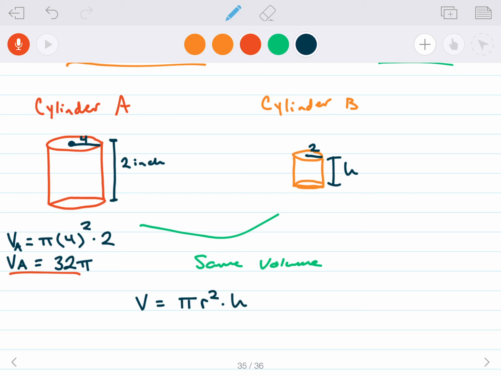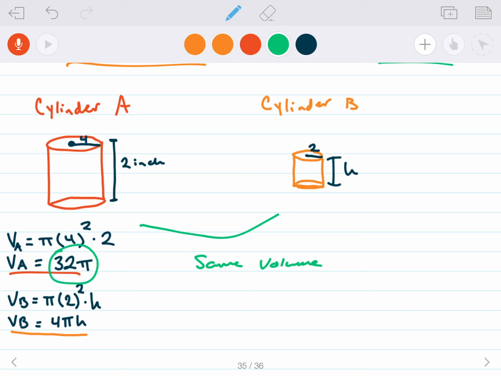And the volume of cylinder B, we're going to have the same formula, but instead of 4 as our radius, 2 is now our radius. And we're not sure what the height is, so I'm just going to put in h for height. Okay. I can simplify this a little bit by squaring the 2, and I get 4 times pi times h, which is really all we know. So we know these two things, and we know that they're equal. So when things are equal, we can set them equal to each other. The volume of A is 32 pi. The volume of B is 4 pi h.